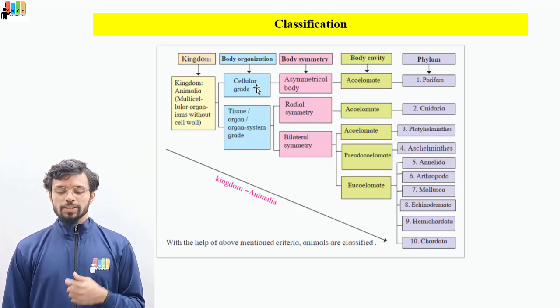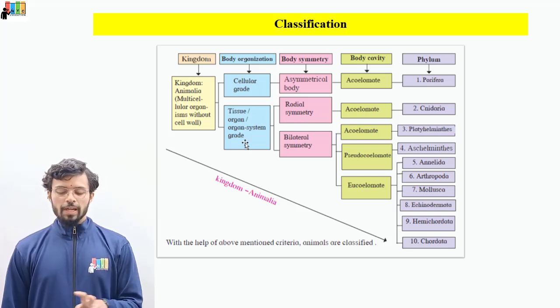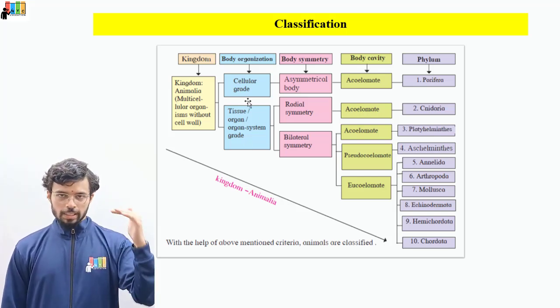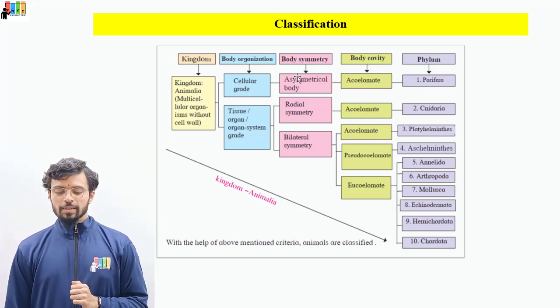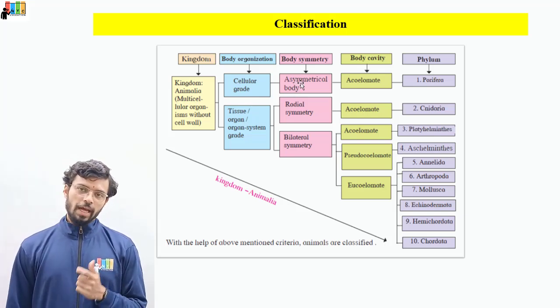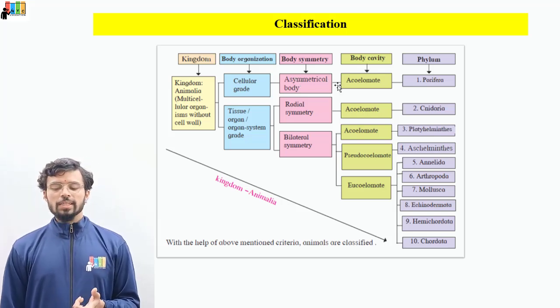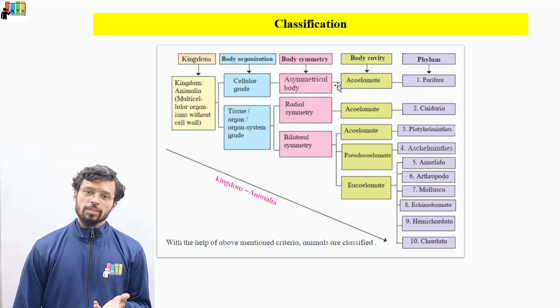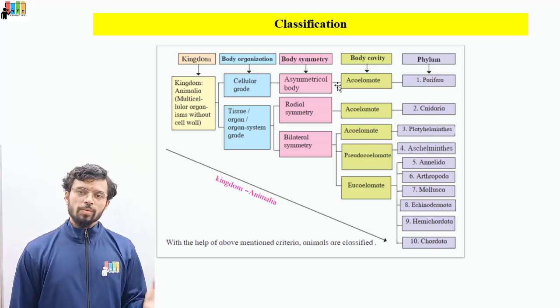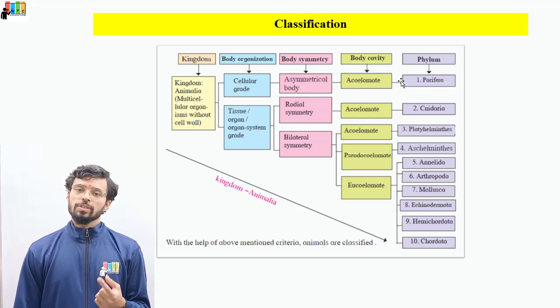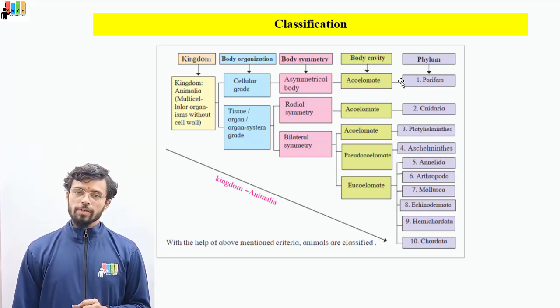Then body organization, cell grade, tissue grade. Tissue grade will have maximum classification due to obvious reasons. So let us see the first half. So in cell grade, the body symmetry is asymmetric. As I told you, amoeba, paramecium, they are never symmetric organisms. They are acoelomate. That is out of question. It is a single cell. There are no germ layers. There is no coelom. So they are acoelomic in nature. The example for this is one phylum, that is phylum Porifera.